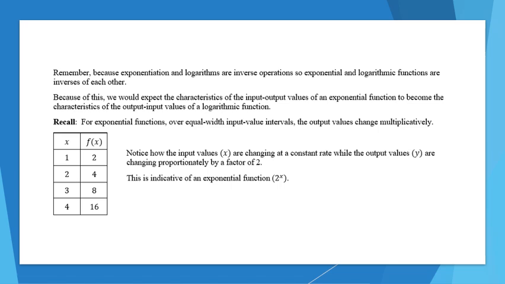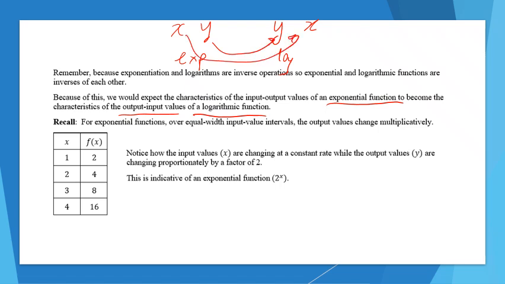All right, so remember, because exponents and logarithms are inverse operations, exponential and logarithmic functions are going to be inverses of each other. Therefore, just like inverse functions that we learned about last semester, the input-output values of an exponential turn into the output-input values of a logarithmic, which means our x and y values for an exponential turn into our y and x values for our logarithms. They're just flipped. And that's what we saw in the previous example.